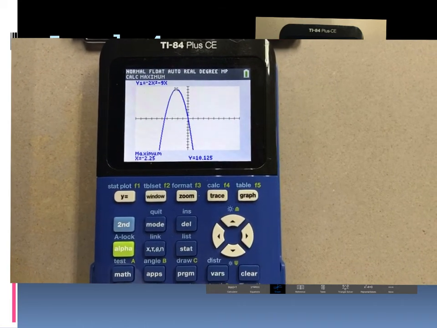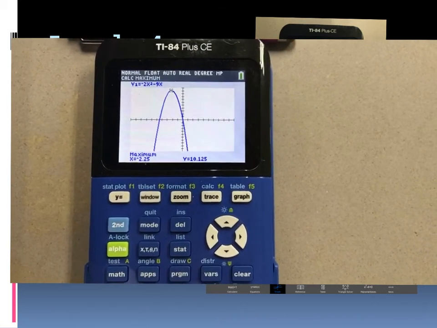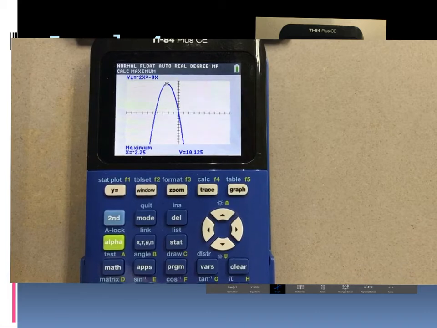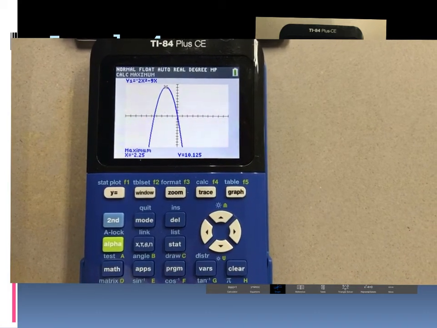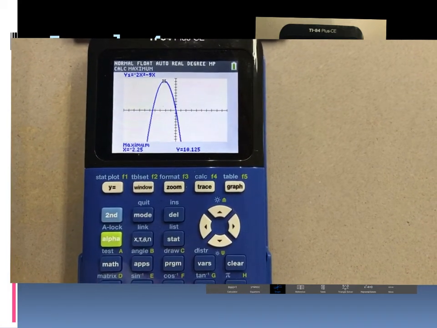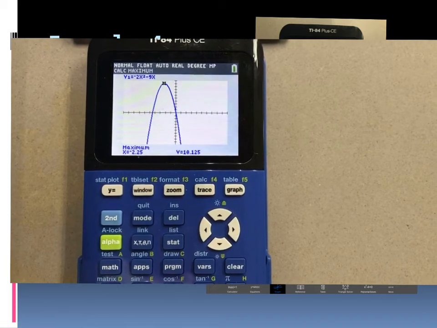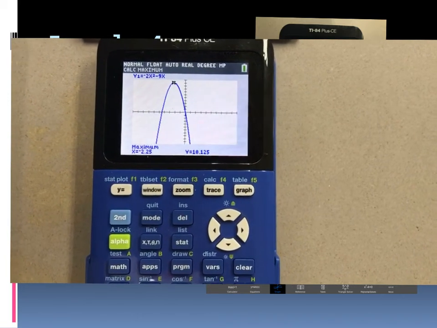Same thing will happen for a minimum, okay? You'll hit minimum, you'll do your left bound, you'll do your right bound, and then you'll hit enter on guess, and it will bring you to your exact max or min. Everybody saw that? Everybody practice it that has their calculator?